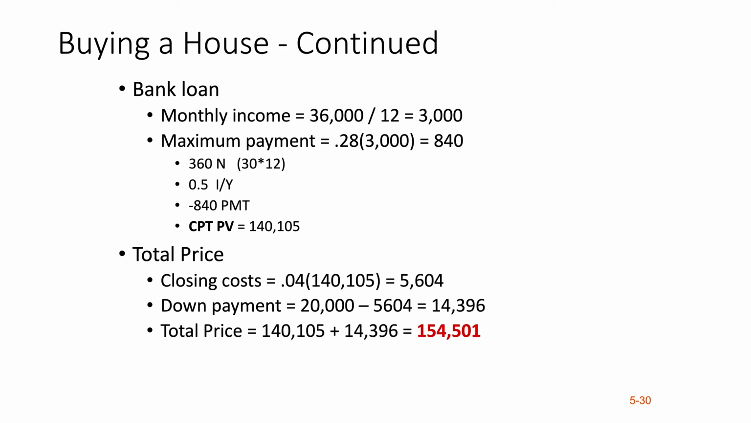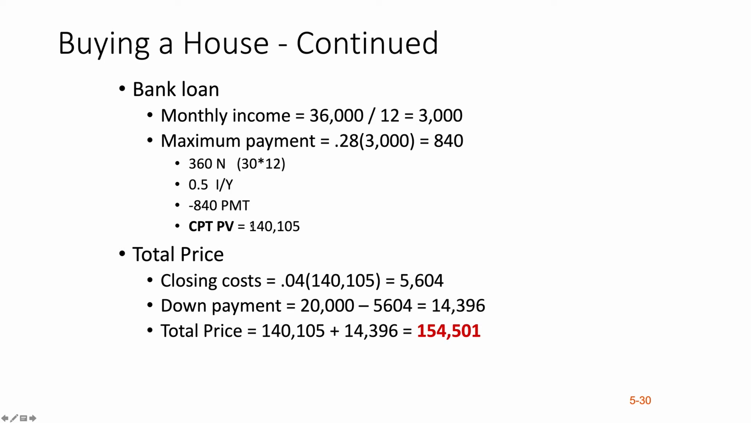Now we're going to use our financial calculator to do the calculation. 840 is your payment. I'm just using positive there. Number of periods is 30 times 12, 360. Interest rate is 6 divided by 12 equals 0.5. That's your I. Given that, compute for PV, present value, which is 140,105.